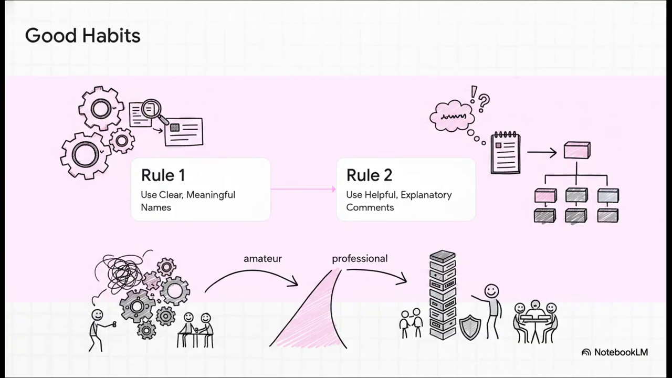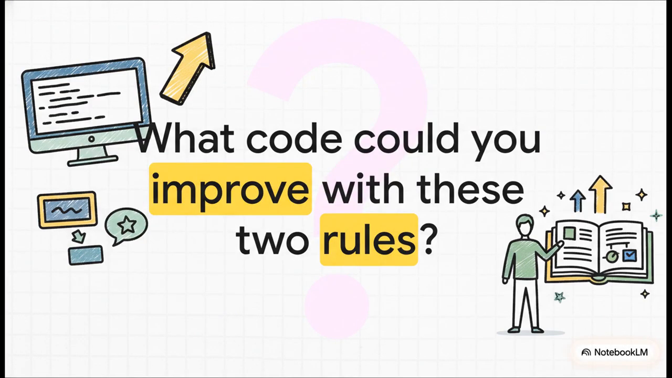Using clear names and helpful comments aren't just things you do to pass a test. They're the absolute fundamental habits of any good programmer. This is what separates messy, amateur code from professional, solid software that big teams can work on for years. And that brings us to a final thought. Go take a look at some code you've written, maybe for a school project or just for fun. How could you apply these 2 simple rules, meaningful names and helpful comments, to make it better? Because mastering this isn't really about passing an exam. It's about becoming an expert.